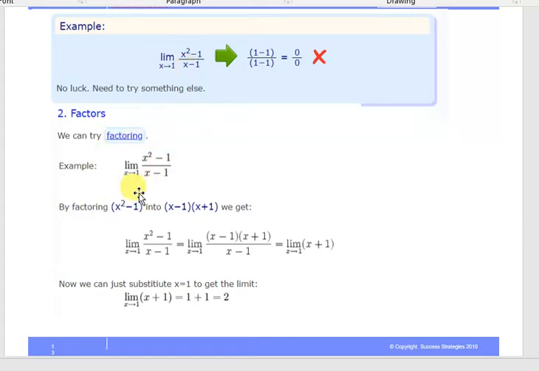Taking this example in mind, you can see that when I put x equal to 1 in this function, it becomes 0 by 0. So instead of writing it directly, we have factorized x square minus 1 into its factors. As you can see, this will get cancelled and we are left with x plus 1. So now we can substitute x equal to 1 to get 1 plus 1, which is 2, which again is similar to the idea we got in the previous slides.